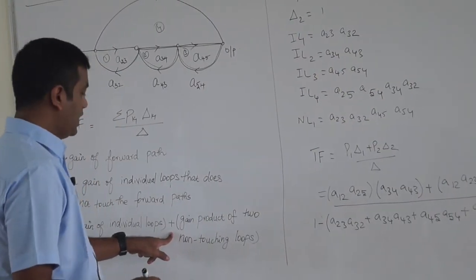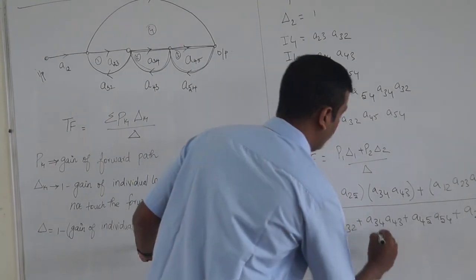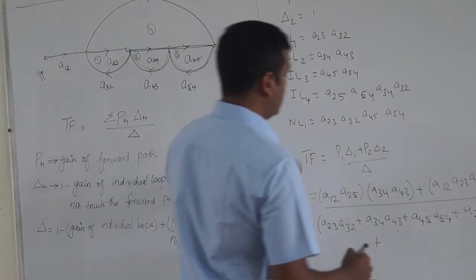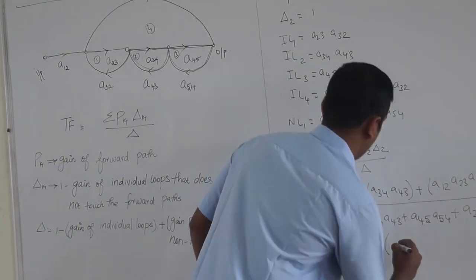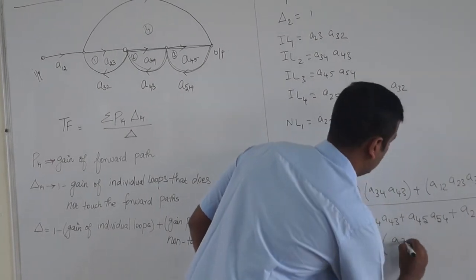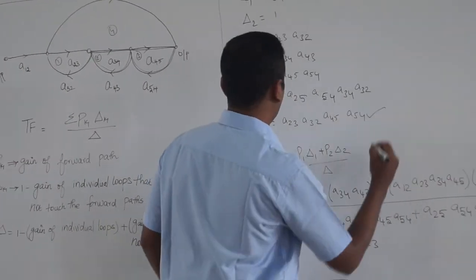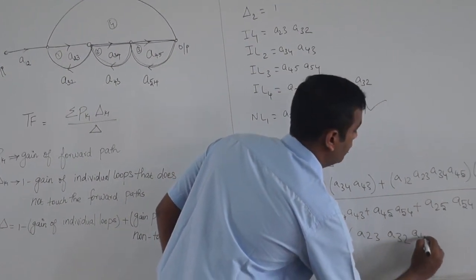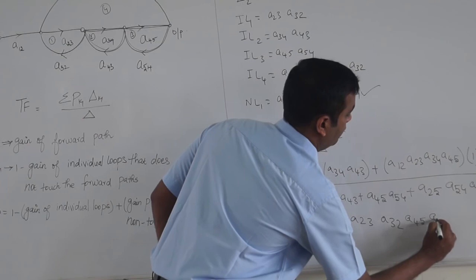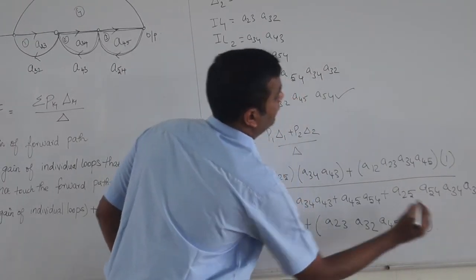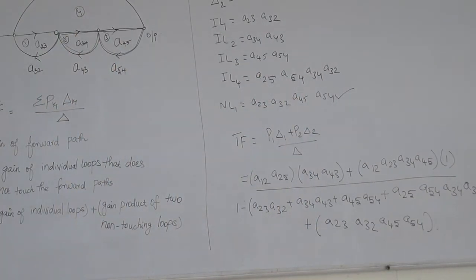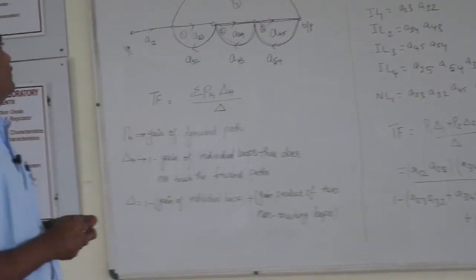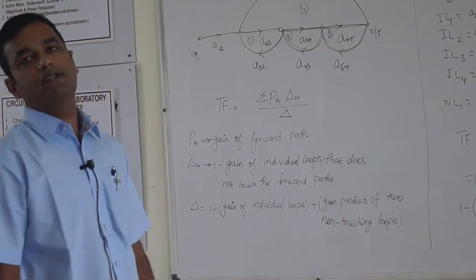Plus gain product of 2 non-touching loops. These are the gain product of 2 non-touching loops. I will have A23, A32, A45, A54. This is the gain product of 2 non-touching loops. So this is your Mason's rule.